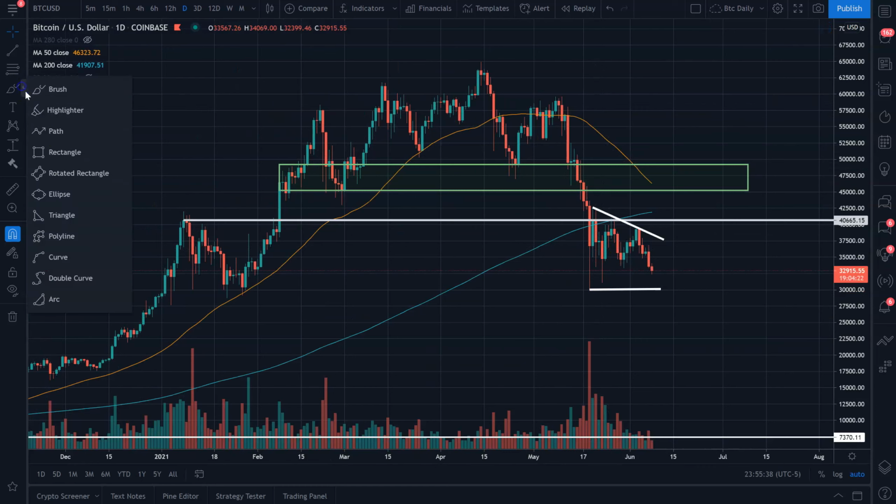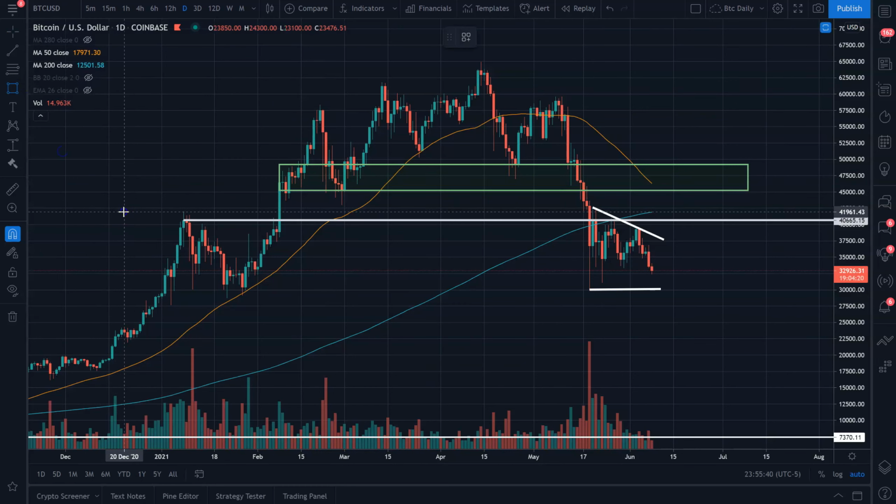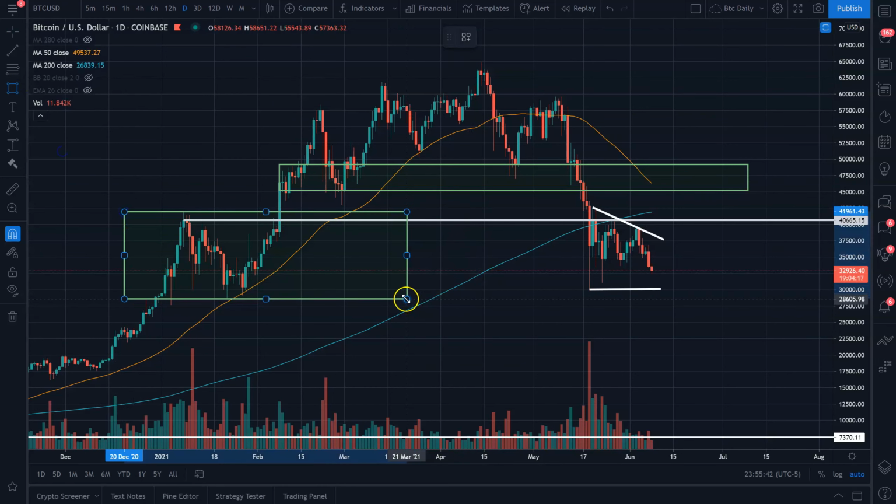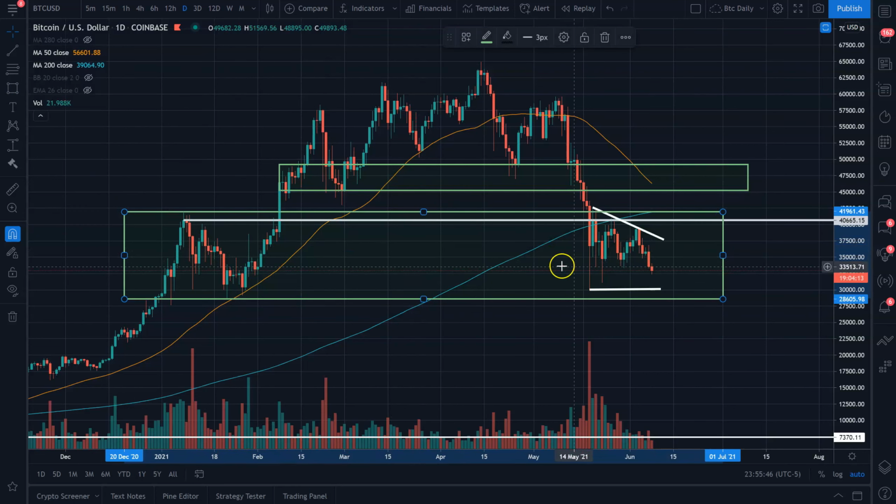Okay, but big picture, we're still inside of this whole zone of demand from back here. Okay, so this battle is still being waged. You still have the bulls who are trying to push it up. You still have the bears who are trying to push it down. And it's really, in my opinion, just a matter of waiting to see which side comes out ahead.